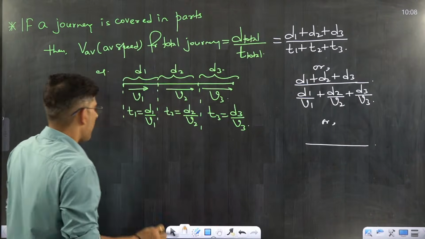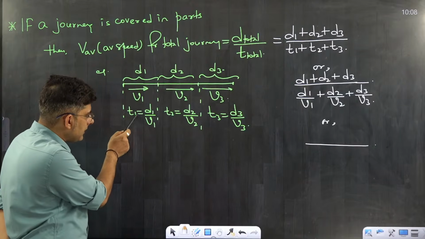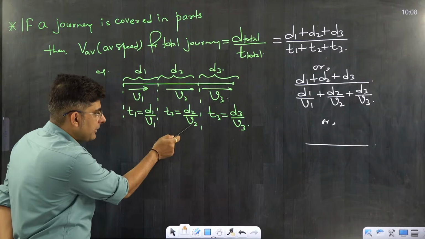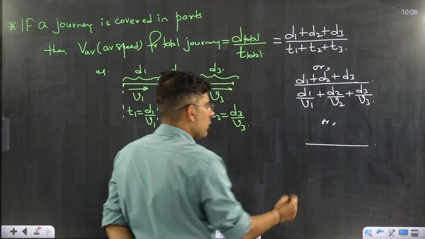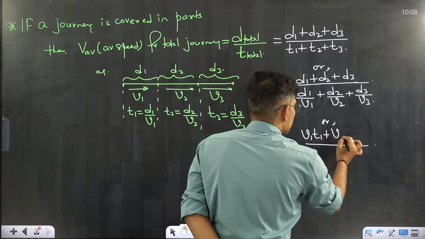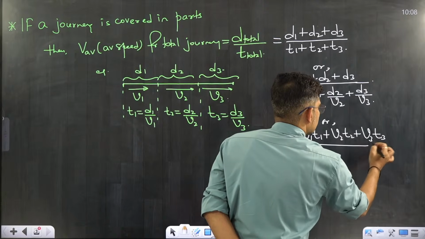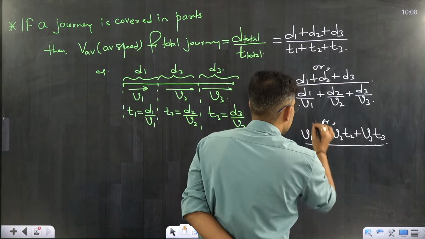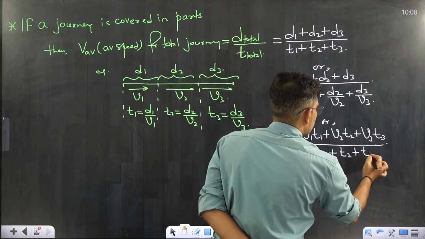Again, sometimes they give speed and time. So D1 can be written as V1 T1, D2 can be written as V2 T2, D3 can be written as V3 T3. So one more form we can write: V1 T1 plus V2 T2 plus V3 T3, divided by T1 plus T2 plus T3.